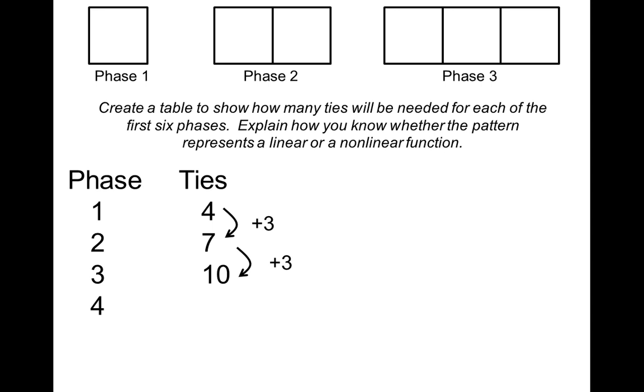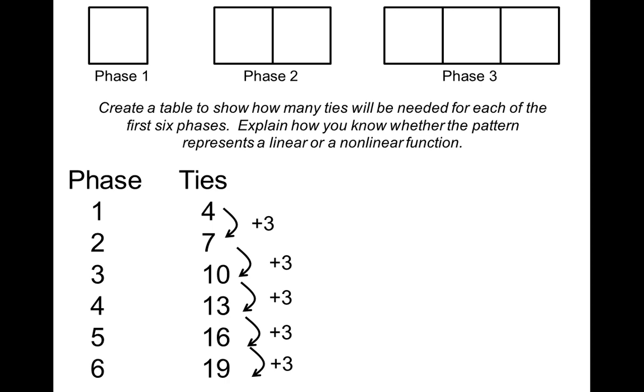So we can continue the pattern and see that for phase 4 we could add 3 more ties to 10 to get 13. For phase 5 we could add 3 more to 13 to get 16, and for phase 6 we could add 3 more to 16 to get 19. So that would be the first part of this question. Show how many ties will be needed for the first 6 phases. Now the second part is to explain how you know whether this pattern represents a linear or a nonlinear function.